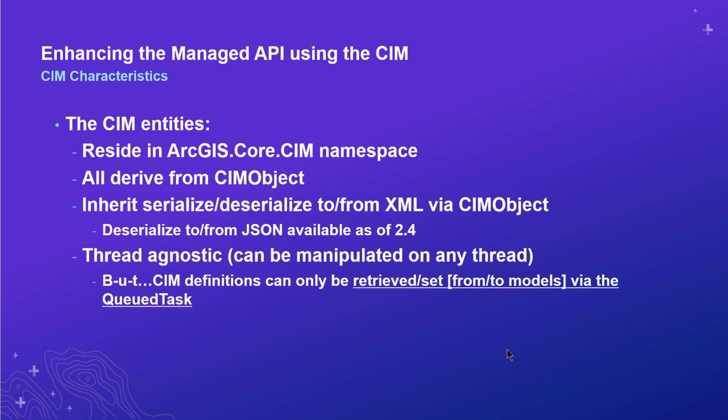The CIM entities themselves reside in the ArcGIS Core CIM namespace. They all derive from the CIMObject, and from the CIMObject they derive the capability to serialize and deserialize into XML and JSON format. The CIM entities are thread agnostic. They can be manipulated on any thread. However, the GetDefinition and SetDefinition method pairs must run within the QueuedTask context. So in most cases, you will be manipulating the CIM on the QueuedTask.